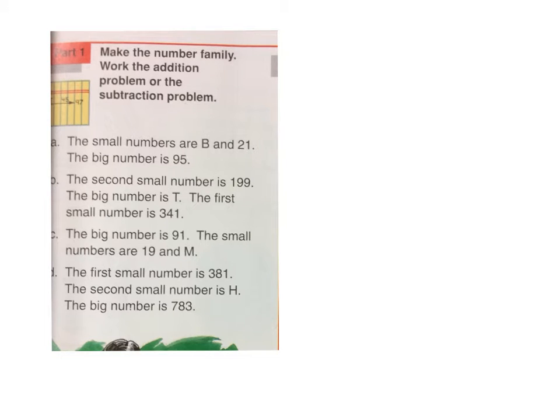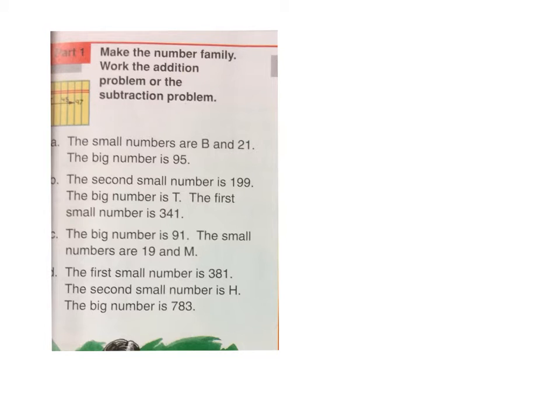So now we're in the textbook for lesson 23 and we're at part 1. And first we'll read the instructions. It says to make a number family and then work the addition problem or the subtraction problem. So let's read A. A says the small numbers are B and 21.